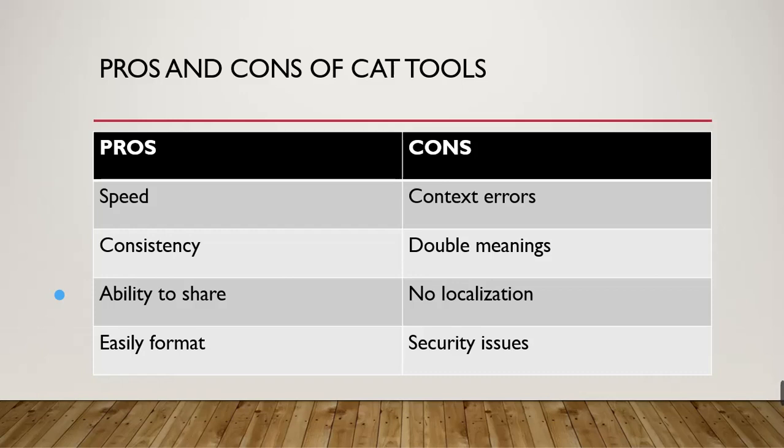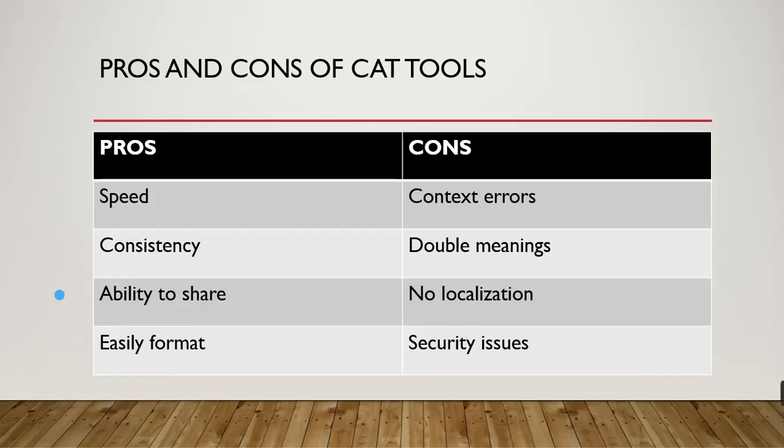So some cons of CAT tools. Context. Context is a translator's favorite word. We all know translating one word from one language to another can have a dozen meanings, 15 meanings. It can be very complicated, so you have to have context. And with a CAT tool, sometimes it's difficult to get that context because all you see is 1 sentence or 2 sentences. So having context can be a bit tricky with CAT tools.